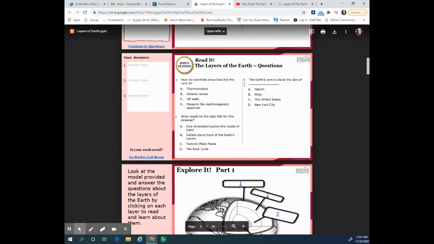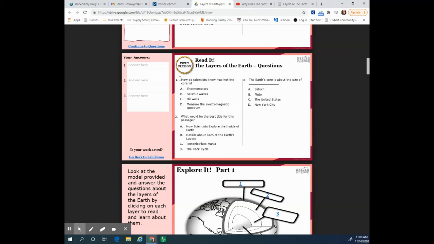On this slide right here, you're going to answer these questions. One, how do scientists know how hot the core is? A, thermometers. B, seismic waves. C, oil wells. D, measure electromagnetic spectrum. Two, what is the best title for this passage? How scientists explore the inside of Earth. Details about each of the Earth's layers. Tectonic plate mania, or the rock cycle.